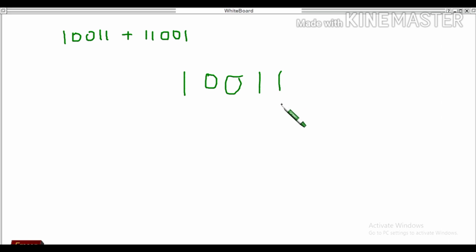Next we will start writing the numbers. We know how to do this. This time in the second line we will write the binary numbers: 1, then 1, then 0, then 0, then 1. Students, please follow this rule. While writing the second line in addition or subtraction, always try to write it from the right hand side. Then give the plus sign, and now let us draw the line.